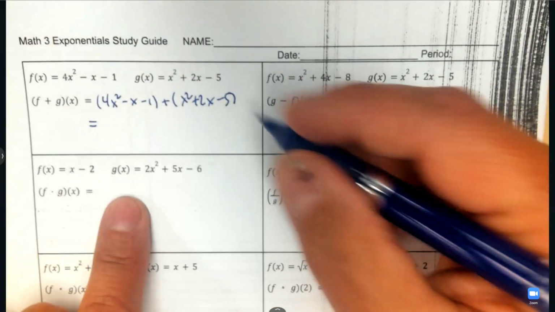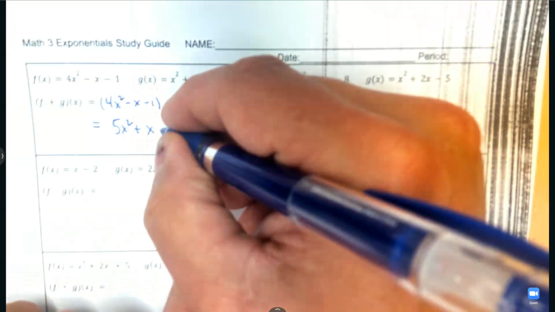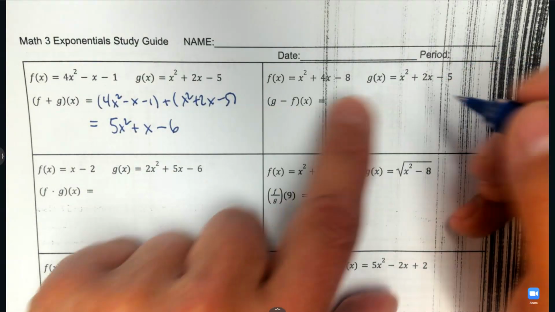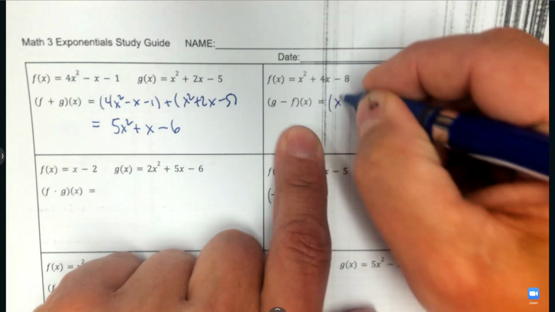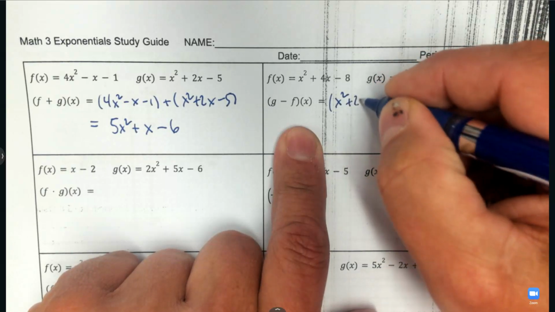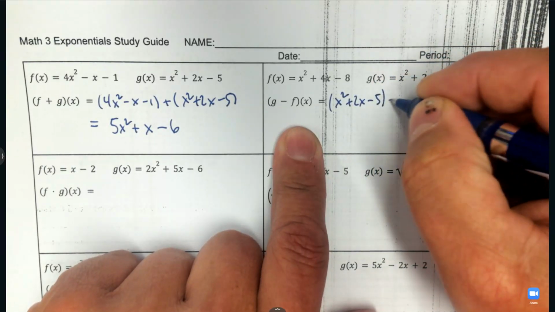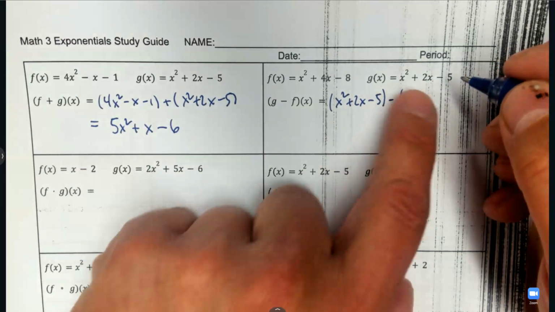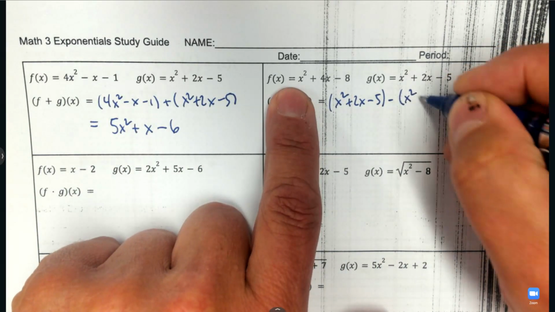So 4x squared plus 1x squared, negative x plus 2 is positive 1x, negative 1 plus negative 5 is negative 6. Here, order does matter. So when you're subtracting, g is going to come first. And I make sure I use parentheses so I don't make a mistake when I distribute that subtract sign. So g is first, then f.